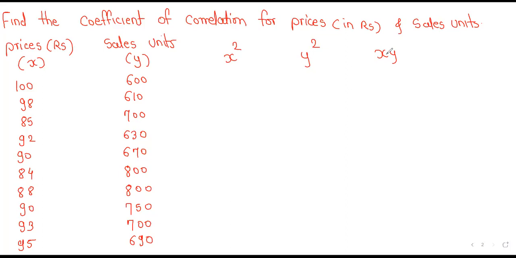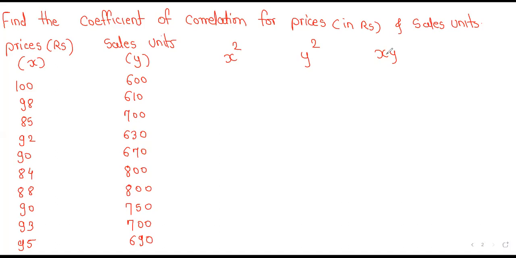First value is 100, comma the value of y is 600. Store it to the memory, that is m plus. Second value is 98, comma 610 m plus, then 85, comma 700 m plus, then 92, comma 630 m plus.